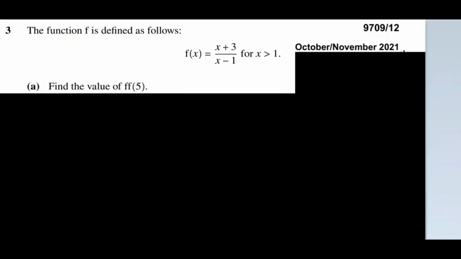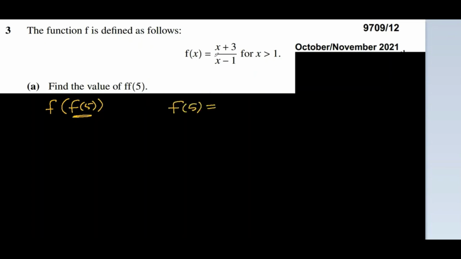Question 3. We have a rational function and the domain is x is greater than 1. We have to find the value of ff5. So ff5 can also be written as f of f of 5. So let's find the internal number first, f5.